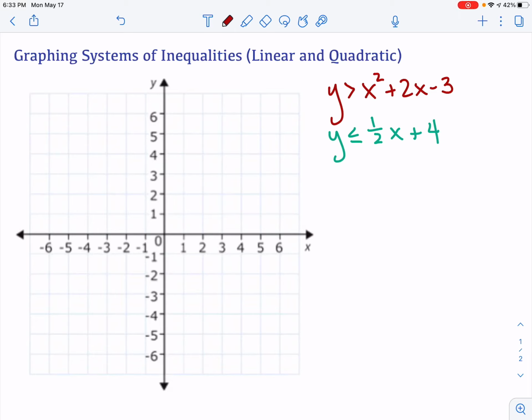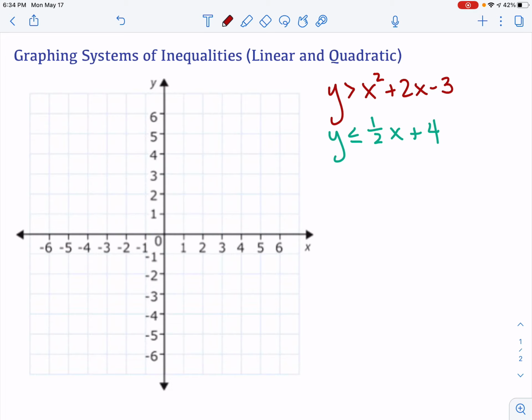Right, we're going to take a look at graphing a system of inequalities, and in this particular system we're going to have one linear equation and one quadratic equation. So I'm going to start by graphing my quadratic inequality. It's not an equation because it's an inequality. I've gone ahead and determined my vertex and my x-intercepts for the sake of time.